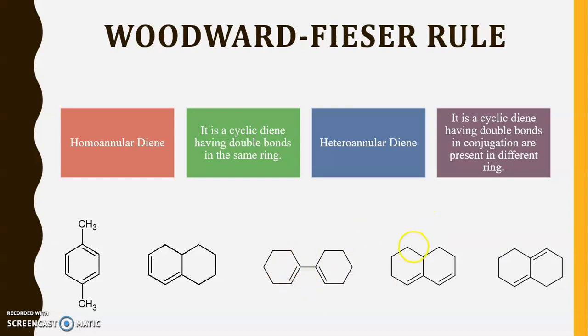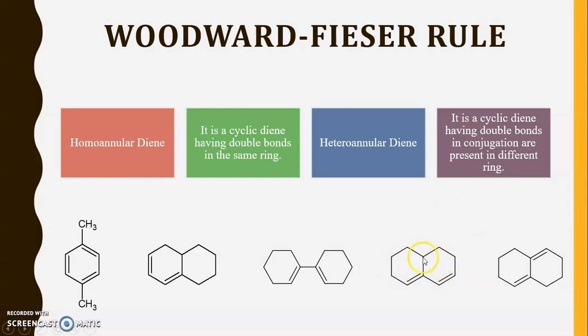because both the double bonds that are present must be in the conjugated form. Suppose we shift this double bond from this position to this position, that particular molecule does not become a heteroannular diene because it is not conjugated; it will be an unconjugated diene. So we have to make sure that whatever compound it is, it must be a conjugated diene.